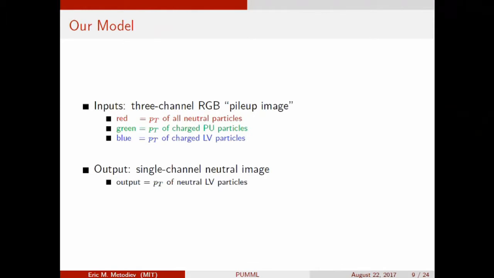So how are we going to organize the information? Well, we know for the charged particles whether or not they come from our interesting vertex. So we're going to have a 3-channel image. One of them is going to be the charged particles of interest. One is going to be the charged Pileup particles. And one is going to be the neutral energy, which you don't know. And with that as your input, you're going to try and predict the neutral leading vertex jet image. This is our regression problem.